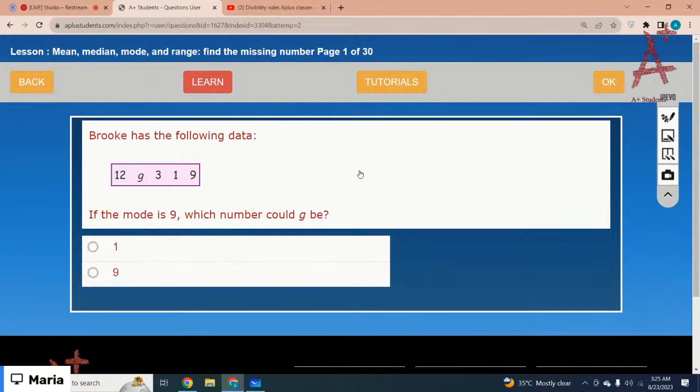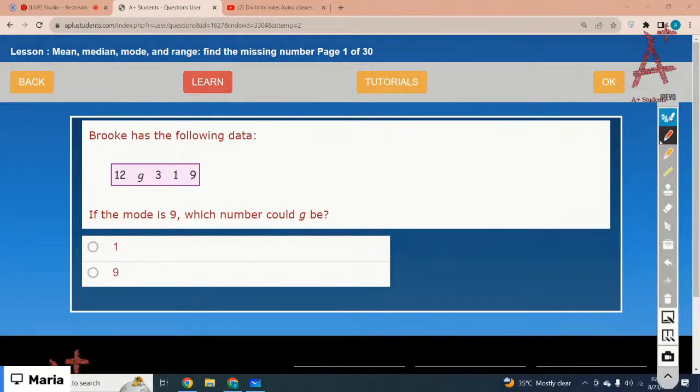The mode is 9, right? That means 9 appears most often in the data. But if you look carefully at the data, 9 appears only one time, right? So if 9 is the mode, that means here again you have 9. Now you can see 9 is the mode because 9 appears twice in the data. So the correct option is 9.